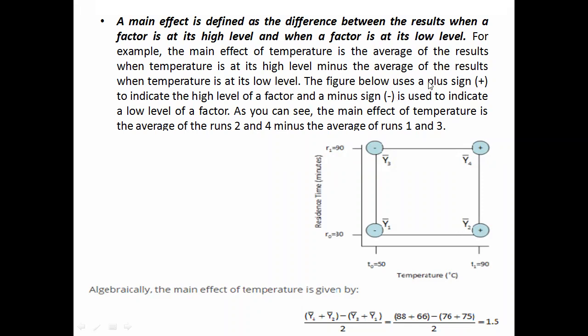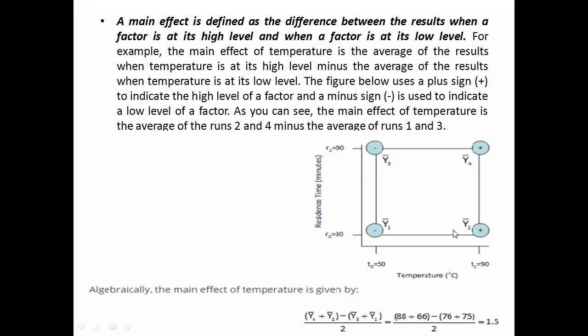Okay, the figure below uses a plus sign to indicate the high level of a factor, and the minus sign to indicate a low level of a factor. As you can see, the main effect of temperature is the average of runs 2 and 4 minus the average of runs 1 and 3. Right here, 2 and 4, 1 and 3.